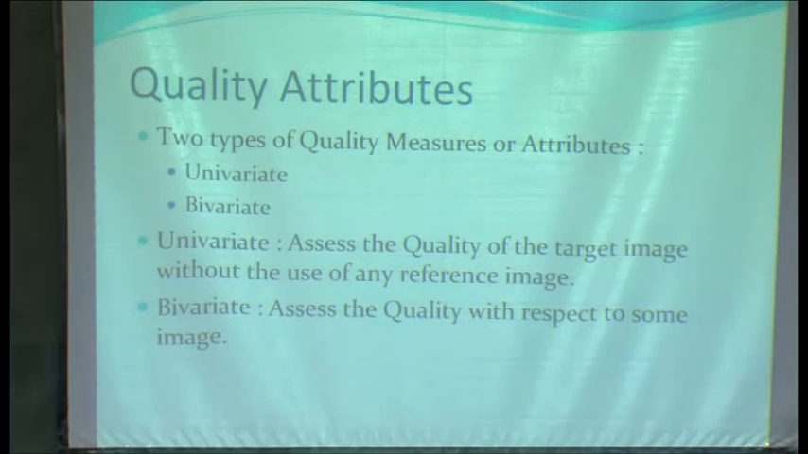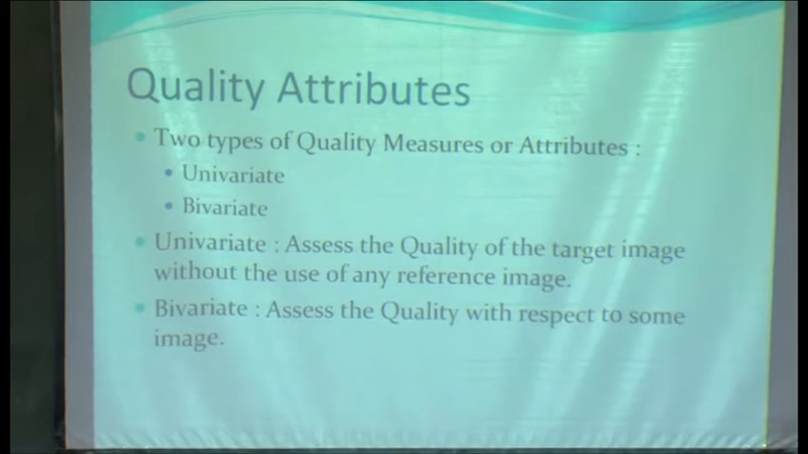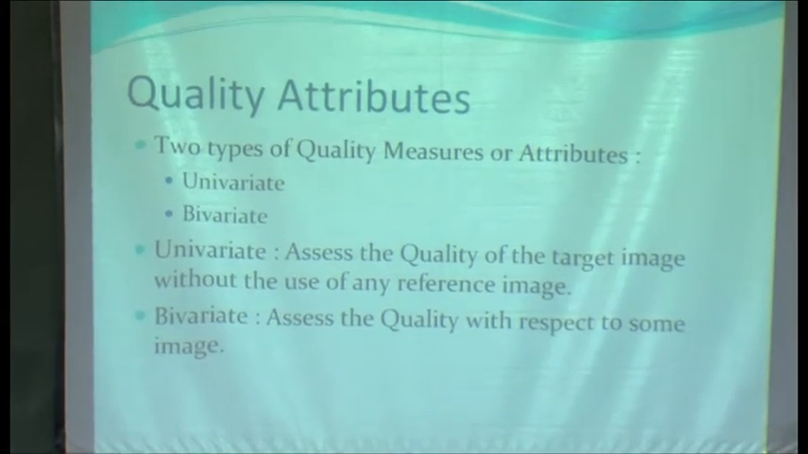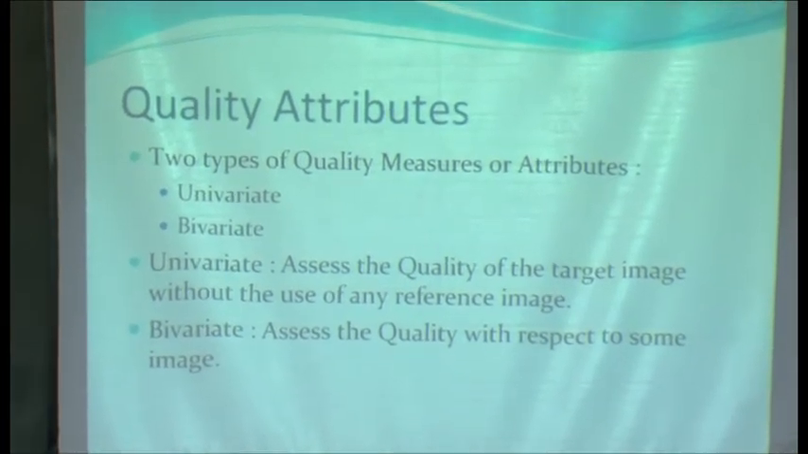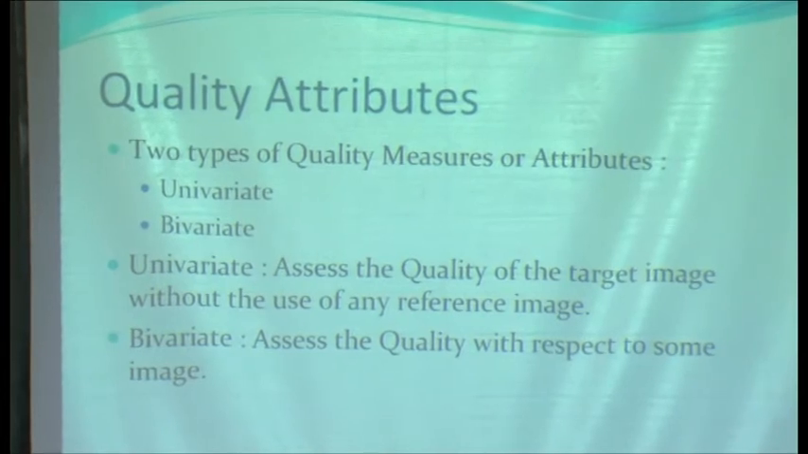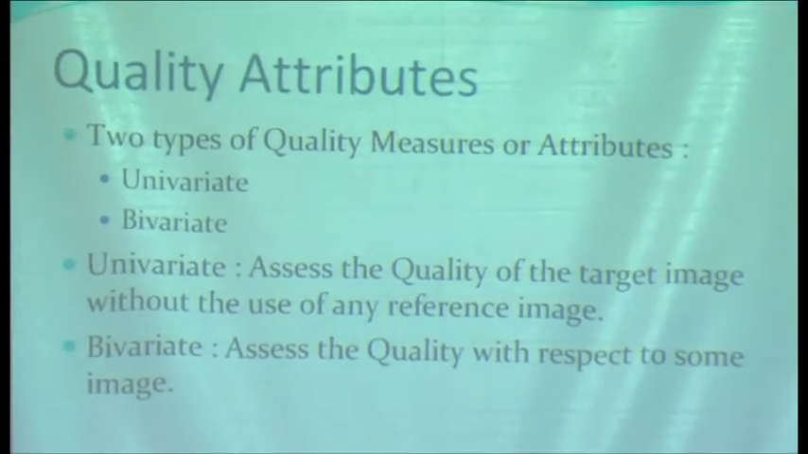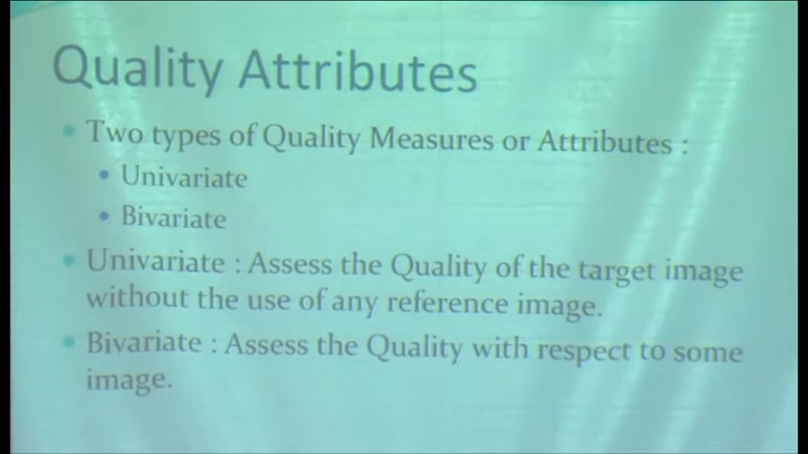As a recap of the last presentation, the quality attributes that I have used are of two types: univariate and bivariate. Univariate attributes are those which assess the quality without having any reference images. And bivariate are those which assess the quality with respect to some reference images.